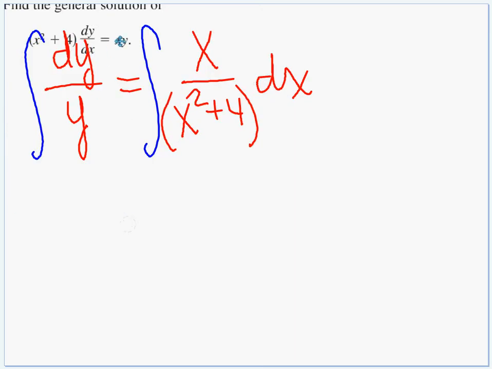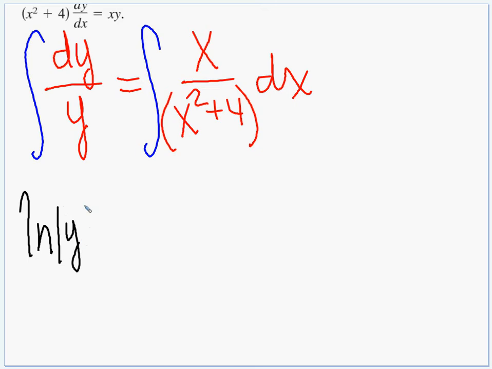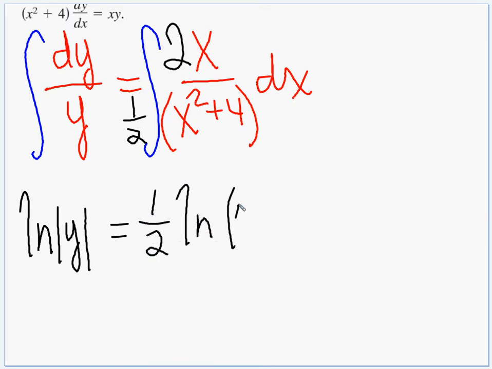Now, both of these look like logarithmic integration. Over here, dy over y, u prime over u. That's just going to become natural log of y. And over here, downstairs, we've got x squared plus 4, so we do need to tweak this. We're going to need a 2x upstairs, and we'll have to balance that with a half out front. So this is going to be 1/2 the natural log of our denominator, x squared plus 4. And we'll put our plus C on this side.